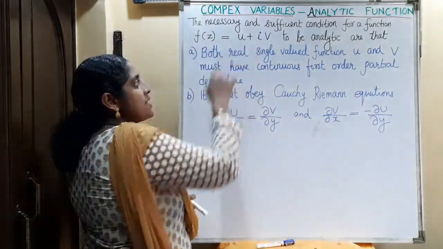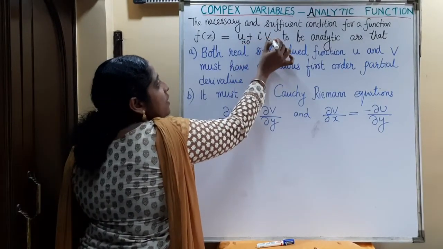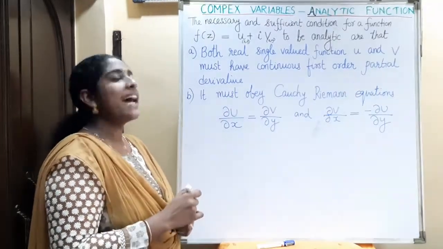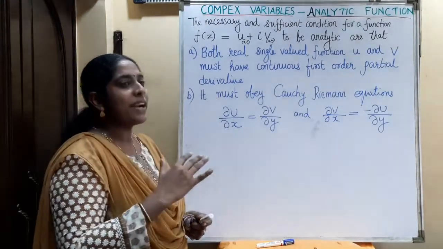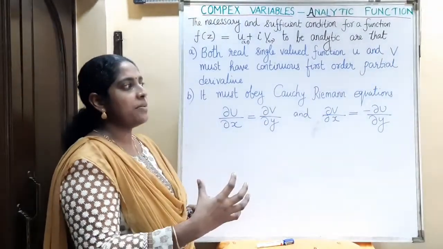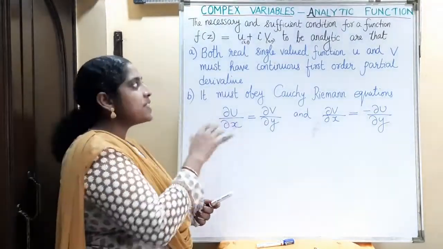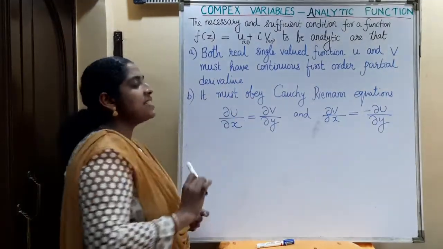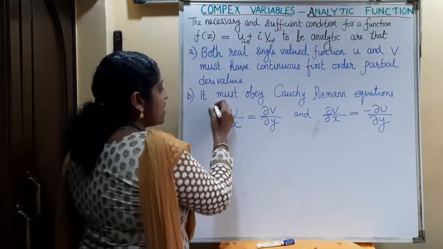That is, u is a function of x and y and v is a function of x and y. So if we take the partial derivatives of u and v with respect to x and y, they must exist. That is the first main condition. And the second condition is that there should be a particular connection between these derivatives. This particular connection between the partial derivatives of u and v with respect to x and y is known as the Cauchy Riemann equations. So the second condition is that it must obey the Cauchy Riemann equations.